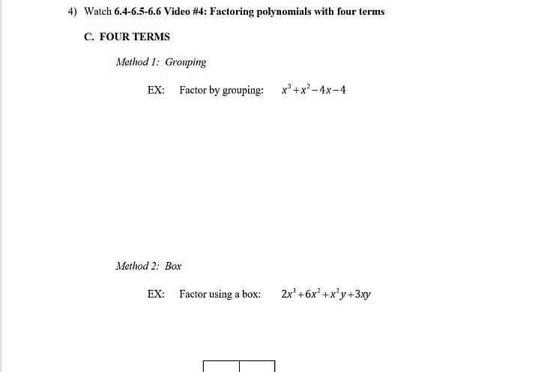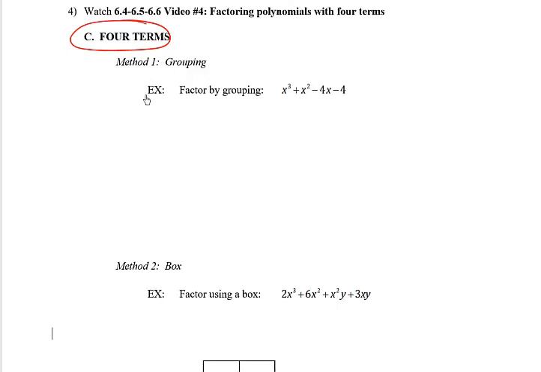This is video number 4 for sections 6.4, 6.5, and 6.6, factoring polynomials with 4 terms. We've been covering our overall factoring strategy. Step 1, pull out the GCF. Step 2, count how many terms there are remaining, because the method you choose will be based on the number of terms. We've covered 2 terms, we've covered 3 terms, and now in this video we'll cover the situation where you have 4 terms and you're trying to factor.